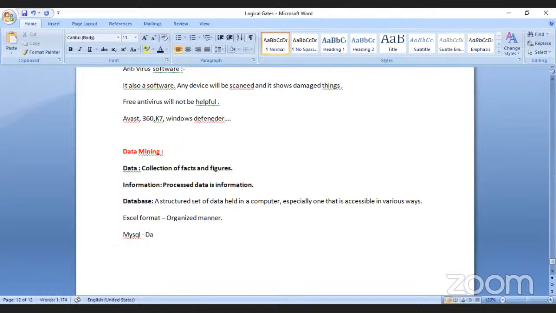For example, in MySQL, I'm saving the data in MySQL. Basically, this is called a database, SQL. So here also I'm having it in an organized manner. Some databases also give data in JSON format. What is the best example? MongoDB. Yes, MongoDB.